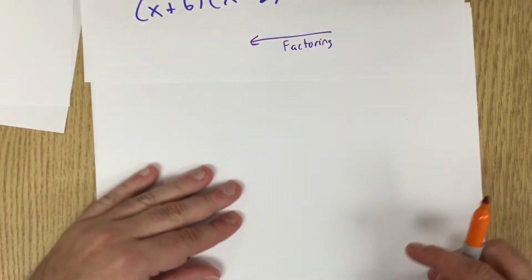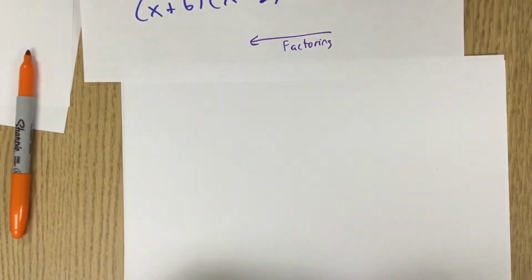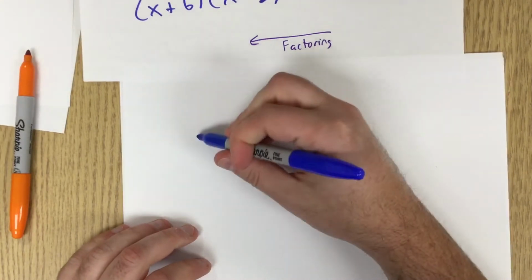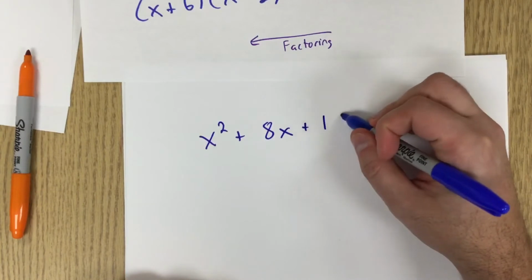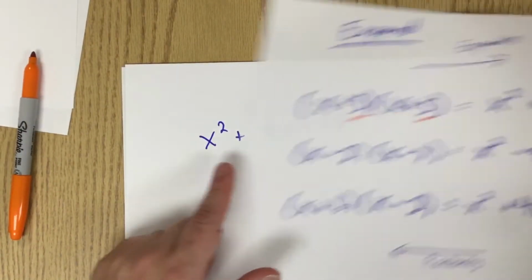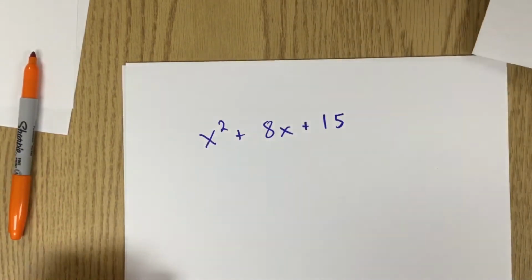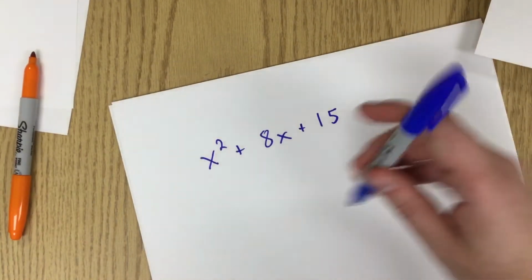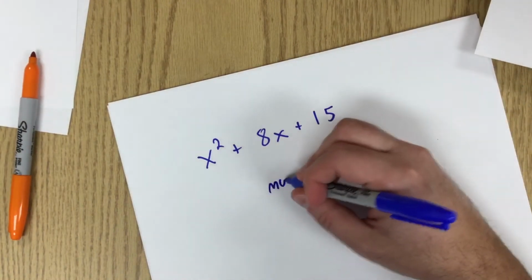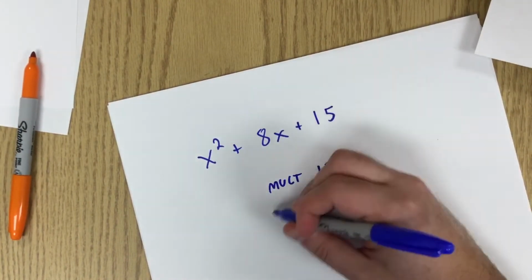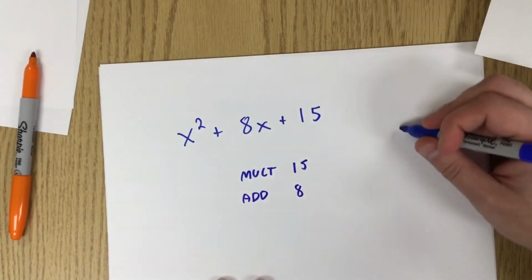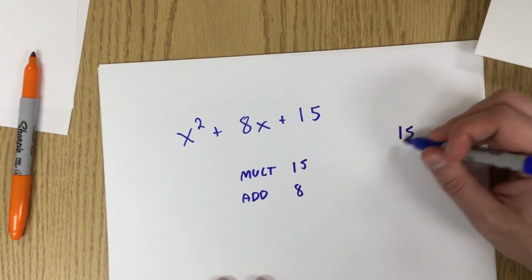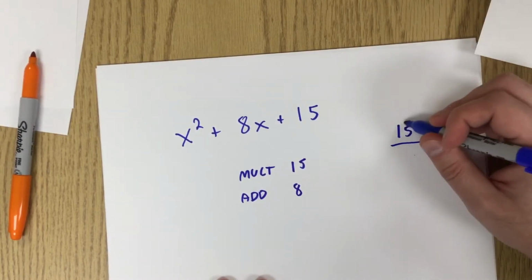So for example, let's say we had x squared plus 8x plus 15, and we want to factor that. Now, we know the answer is this, but let's pretend we didn't know that. So we're going to look for two numbers that multiply to 15 and that add up to 8. It's always easier to think of the multiplying first. Which numbers multiply to 15?